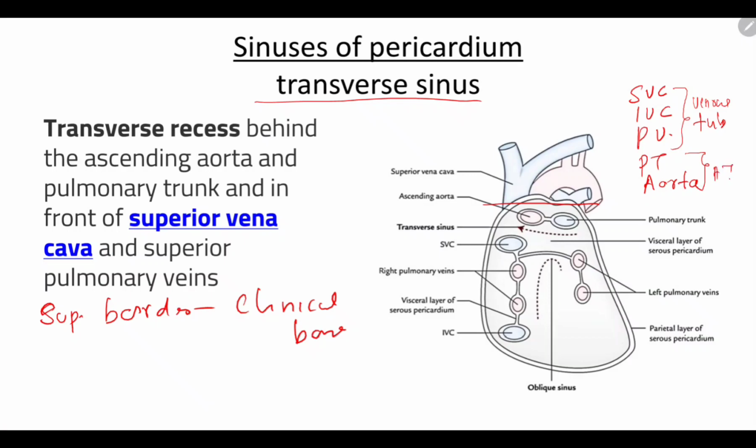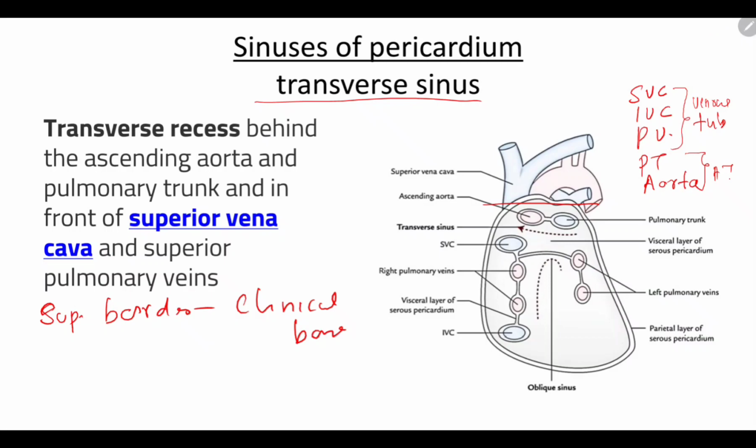arterial tube. This sinus of pericardium is present between the arterial tube and the venous tube. The arterial tube encloses the ascending aorta and pulmonary trunk, whereas the venous tube encloses the superior vena cava, inferior vena cava, and four pulmonary veins. Now, what do we mean by the transverse sinus of pericardium?